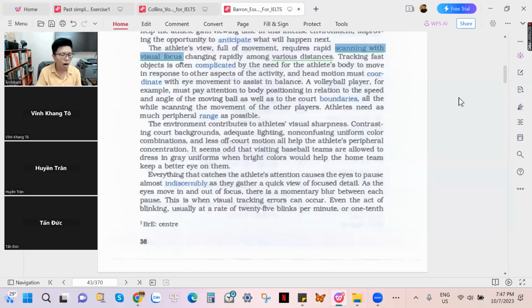But for a professional person, in this context, they are talking about the athlete. So for the athlete, as a professional gym person, he will scan, but when he scans things by his eyes in a very fast way, he also focuses on each detail, each person, and each matter in that gym room, in that environment. That is the meaning of the sentence. So scanning with the visual focus.